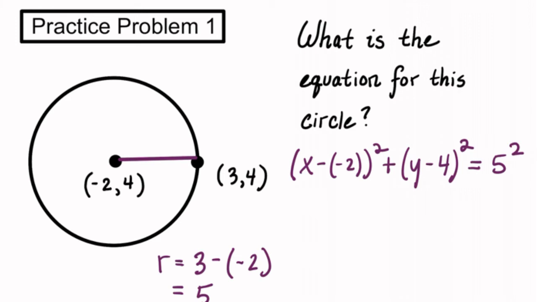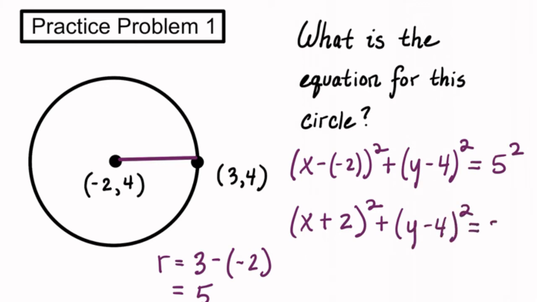So cleaning this up, we're going to get x plus 2. And the formula is x minus h, where h is a negative number. When we subtract a negative, we get a positive. So in the future, when you see an x plus or a y plus, you know that coordinate is actually going to be negative. Plus y minus 4 squared equals 25. And there is our finished equation for this particular circle.